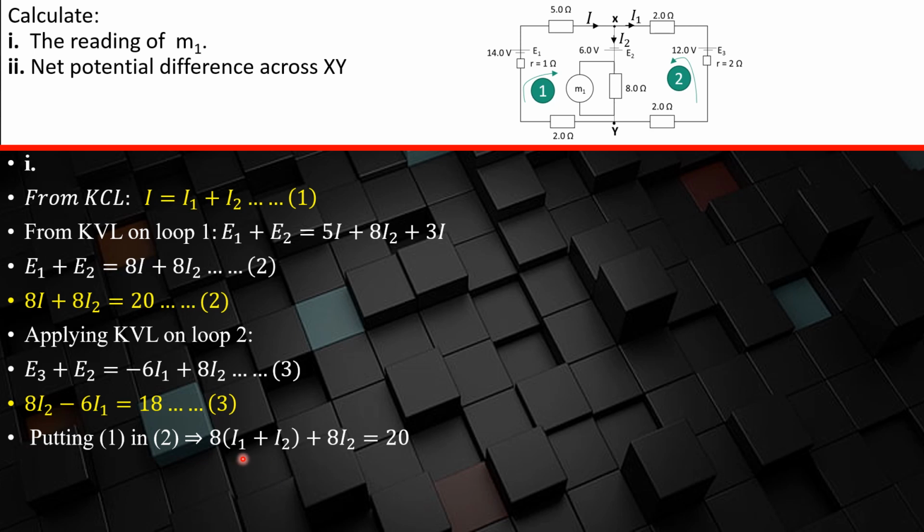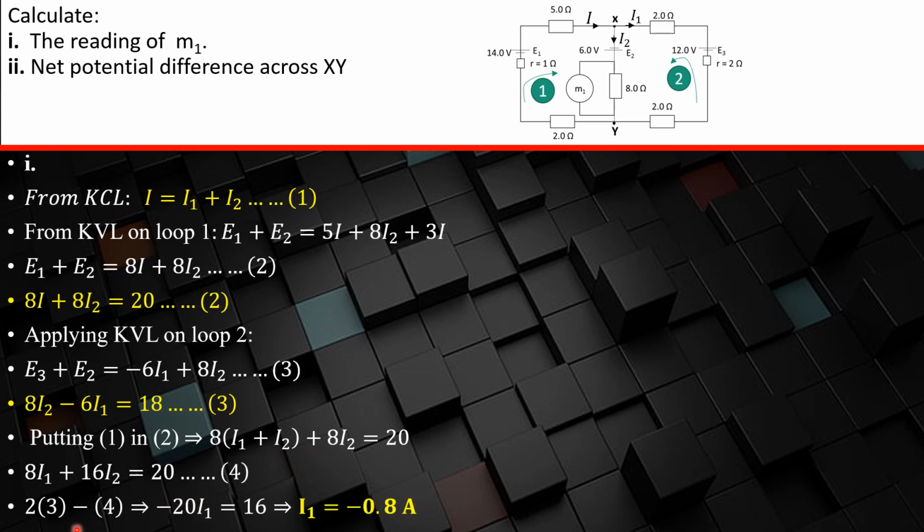And so this becomes the new equation, my new equation 4. Then I'll take 2 times equation 3. Why? Look at equation 4: I have 16I2 here, and I have 8I2 in equation 3. If I multiply equation 3 by 2, I'll have 16I2 there, so I can easily eliminate I2. That's what I'm doing here.